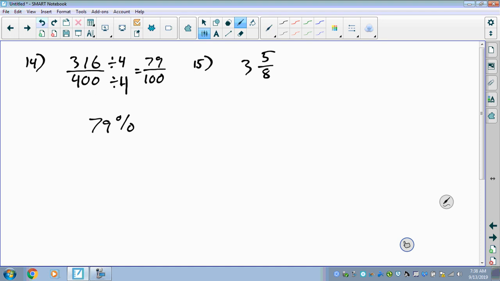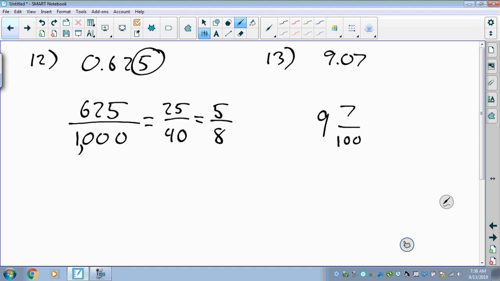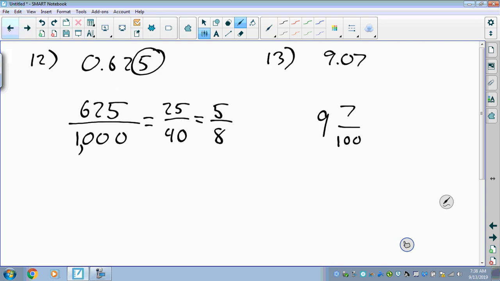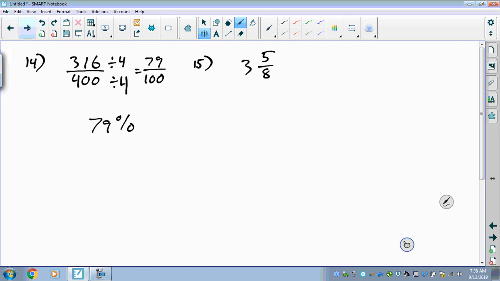Oh, 5/8. Does that sound familiar? It should. 5/8. Oh, it's 0.625. Isn't it? There it is, right there. Yes, 5/8 is 0.625. So can I make this 3.625? Absolutely, I can. Good.